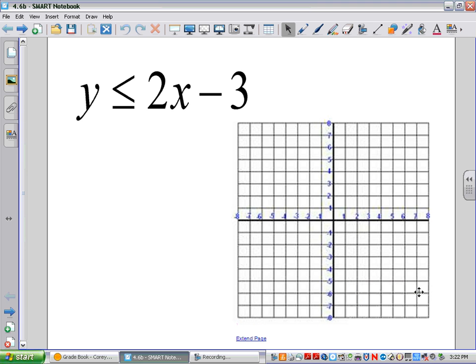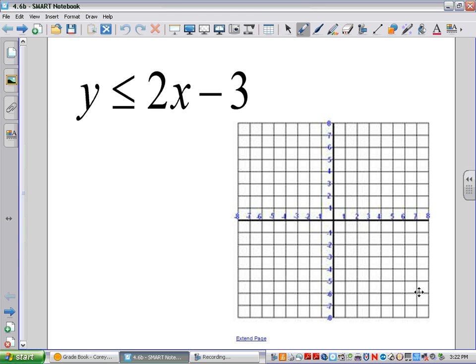All right, let's do this again. This would be 4.6b, and we're graphing inequalities. Notice I have an inequality there, and I have a graph off to the side. Well, it reads y is less than or equal to 2x minus 3.